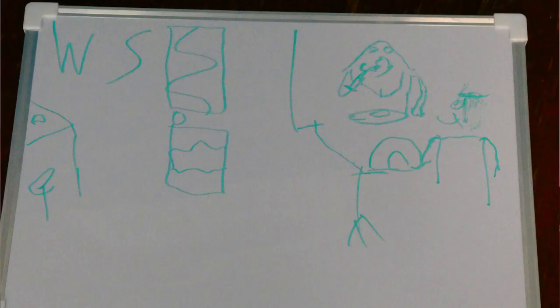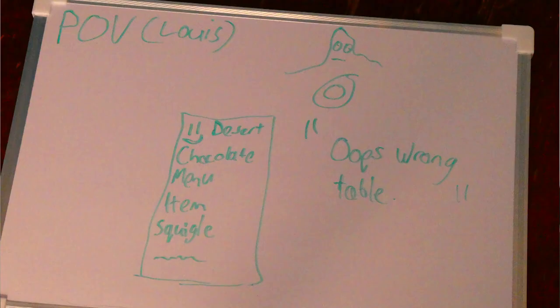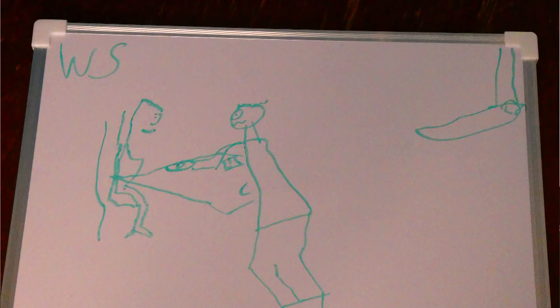Lewis comes back. This is a rom-com, clearly. And Lewis comes back and grabs his tablet. I might need this. I'd probably start from a wide shot as we get more intimate with the two, to a mid close-up of Lewis. He looks up. Oops, wrong table. Back to a wide shot again.